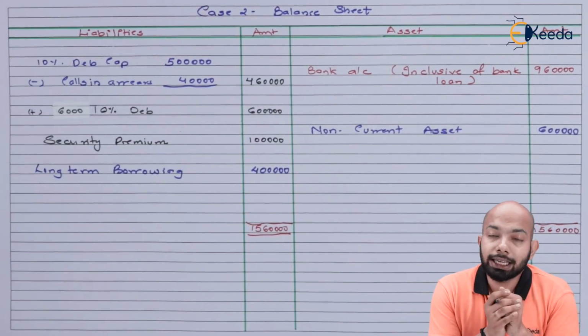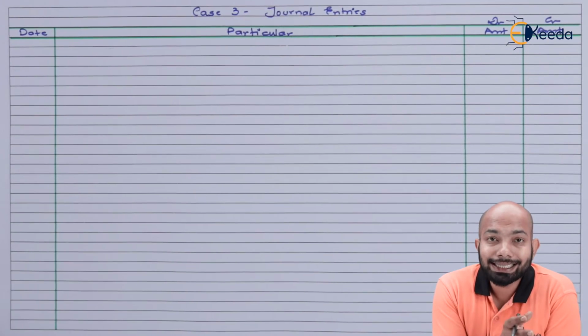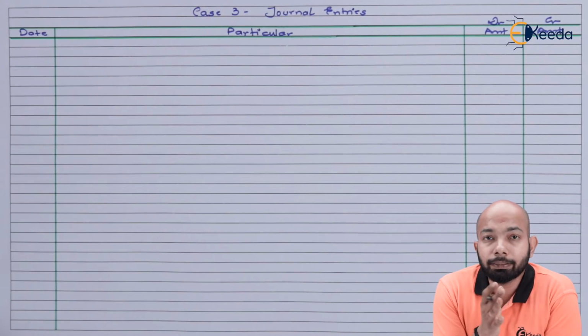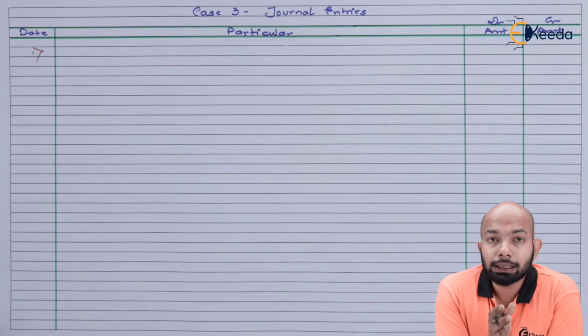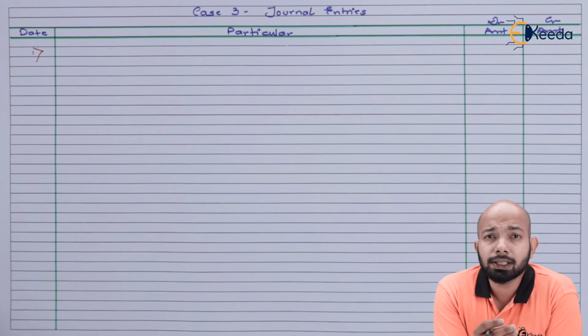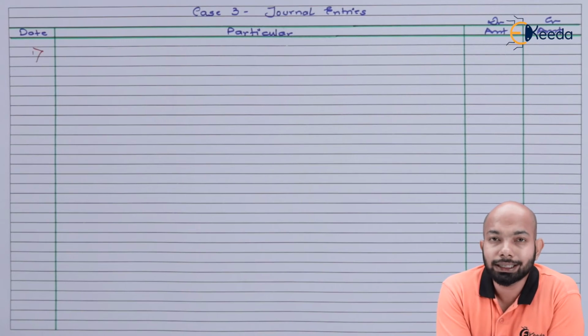Now we'll move on to the case 3 part. The first entry that will be passed in case 3 refers to receipt of application money. So let's start with that. Here the issue happened at a discount, because 100 rupees debentures were given at 95 rupees. Application money has been mentioned, and we also have the details of the applications that we have received. So let's start with the first entry.